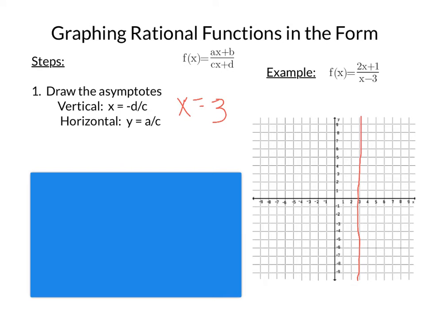To find the horizontal asymptote, it's going to be the equation y equals a over c. My value of a is 2, my value of c is 1. 2 over 1 is just 2, so my horizontal asymptote is the line y equals 2. So I'm going to go to my y-axis to 2 and draw in my horizontal asymptote.